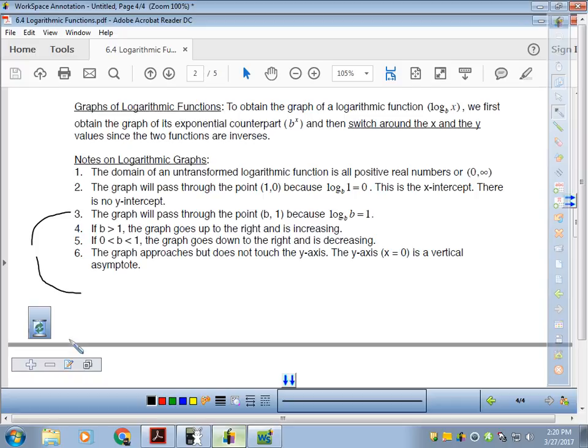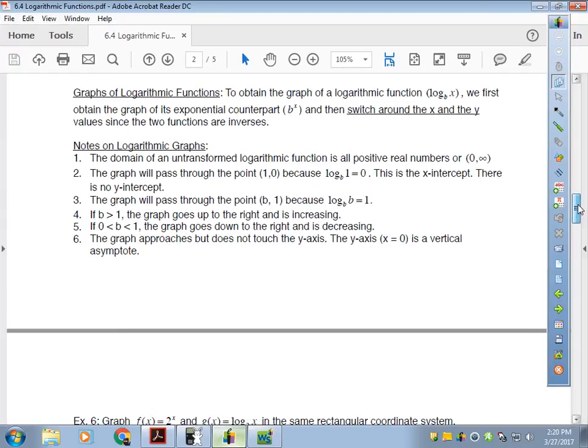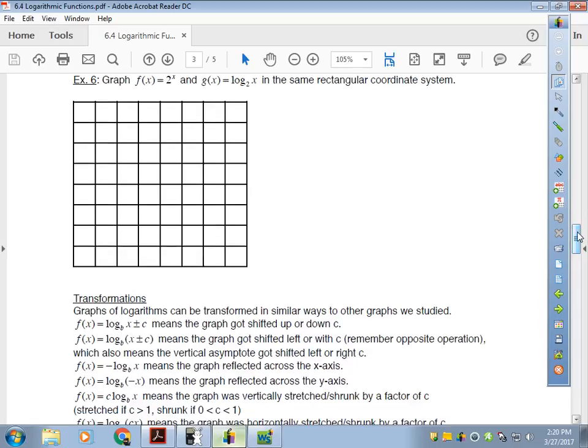And the last thing, the graph is going to approach but not touch the x-axis. Not the x-axis, sorry, the y-axis. The y-axis is a vertical asymptote here. That's how they work with logarithms. They always have a vertical asymptote. So let's look at an example of this.